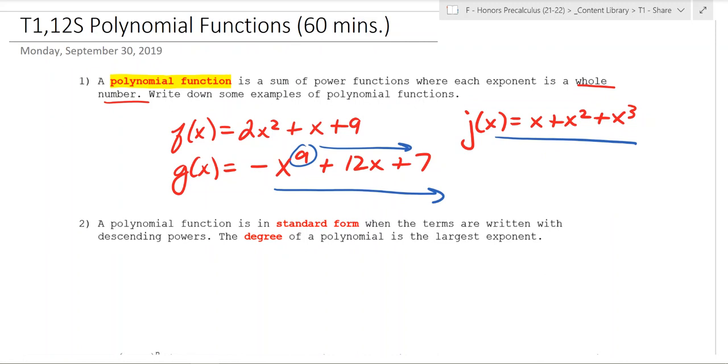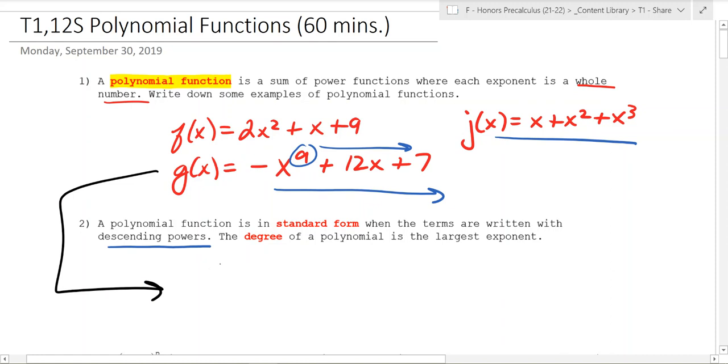So a polynomial function is in standard form when the terms are written in descending powers. The degree of the polynomial is the largest exponent. For g of x, negative x to the ninth plus 12x plus 7, that is in standard form because the powers are descending. That's a power of 1 right there, 9 and then 1, and it is descending because it goes down in that direction.